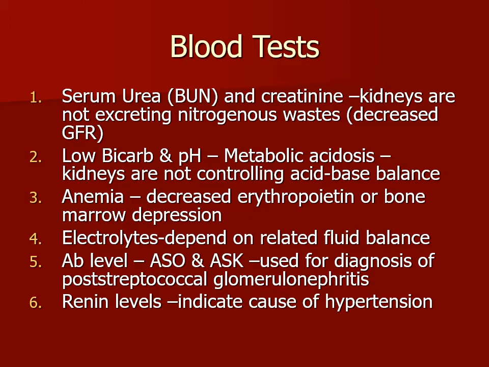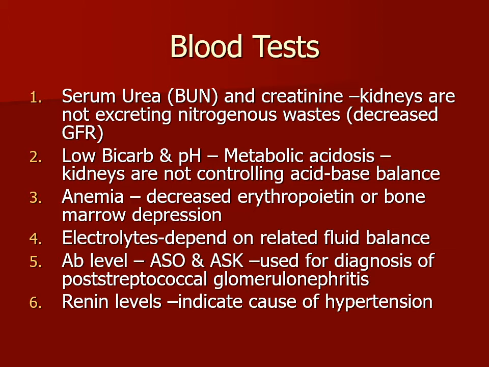There's a problem here, a disease state going on, or some problem where the nephrons aren't regulating acid-base balance. Anemia: decreased erythropoietin, or bone marrow depression can cause anemia. And remember that the kidneys are the major source of erythropoietin, which helps to increase red blood cell production. So any problem there with the kidneys and not being able to produce EPO could result in anemia.